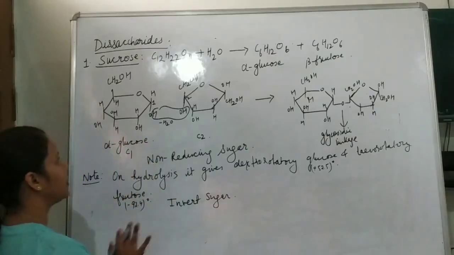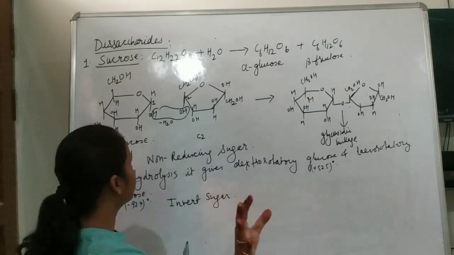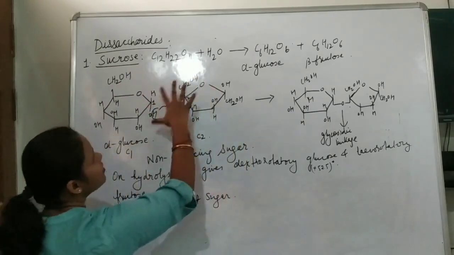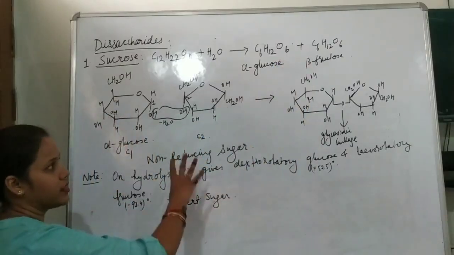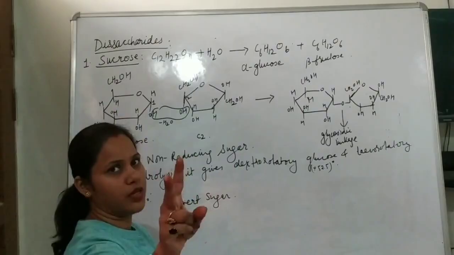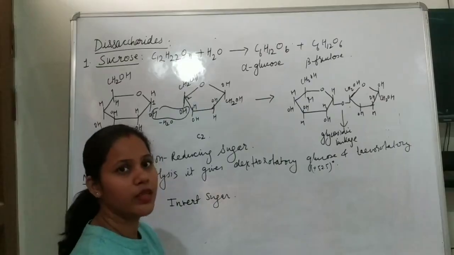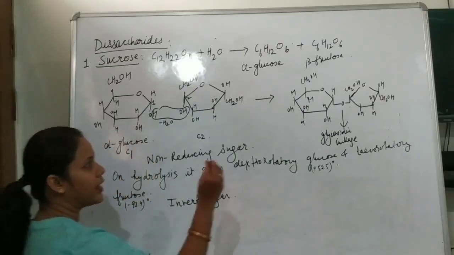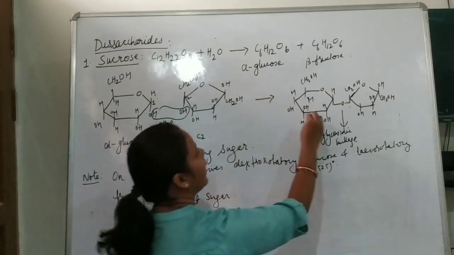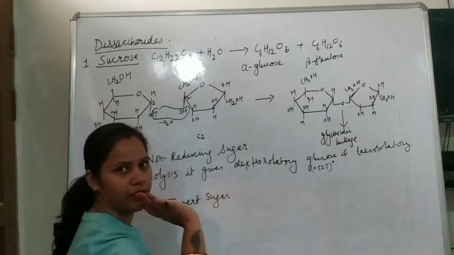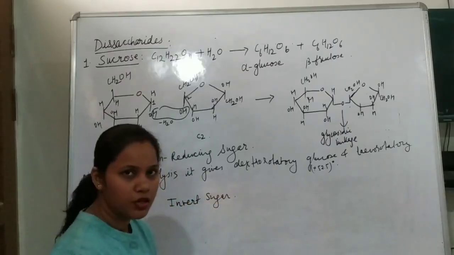So, what have we seen here? Sucrose is a disaccharide, because it gives alpha glucose and beta fructose. This disaccharide is formed when two monosaccharides, alpha glucose and beta fructose, combine together by a glycosidic linkage. Here we can see that the aldehyde group is not free, and because it is not free, it is a non-reducing sugar.